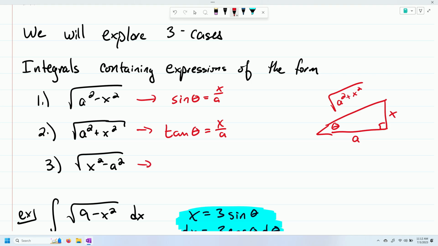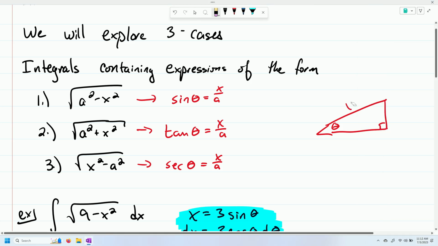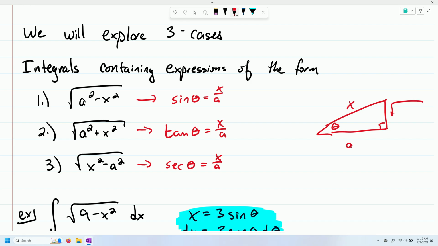And finally, for this expression, secant theta, we still have the same right triangle, but secant theta is going to be adjacent over the hypotenuse. That makes this x squared minus a squared. And this is how we actually do these trigonometric substitutions. The first thing to do is recognize what form you have underneath the radical, and then you will apply the appropriate trigonometric substitution based on that.